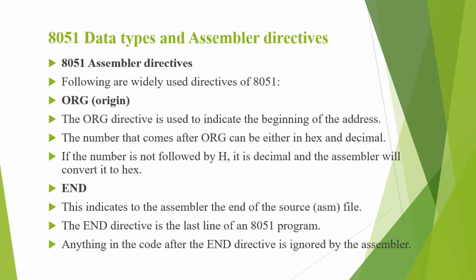So we'll see the widely used assembler directives of 8051. So first we have ORG, that is origin. So this directive is used to indicate the beginning of the address. The number which comes after ORG can be in hexa format or decimal format. Though if it is in decimal format, the assembler will convert it into hexa format. And then the second assembler directive is END. This will indicate to the assembler that the end of the source file has reached. The END directive is the last line of the program. Anything after the END directive will be ignored by the assembler.